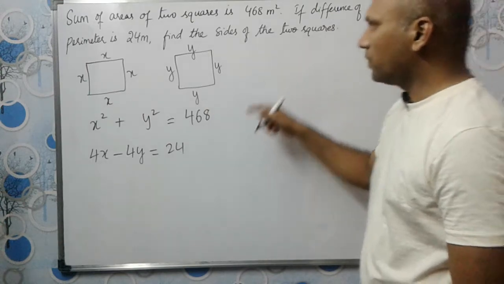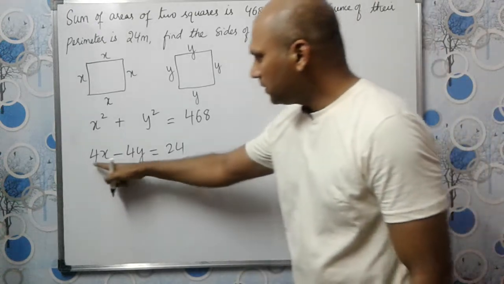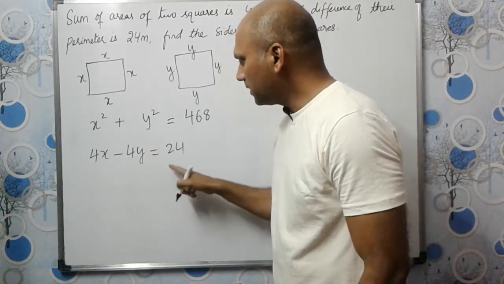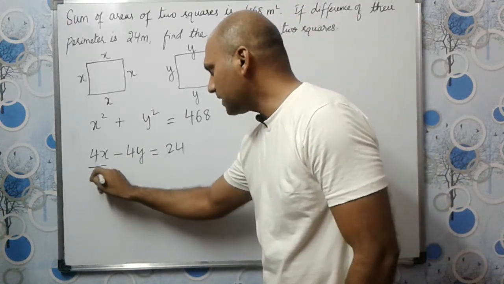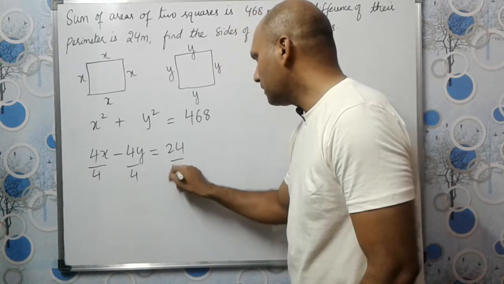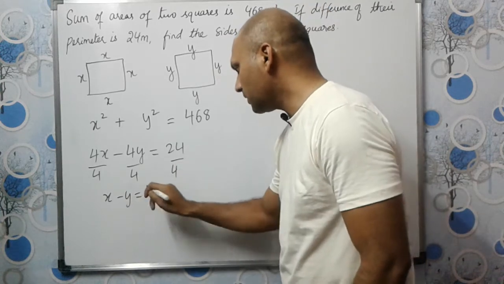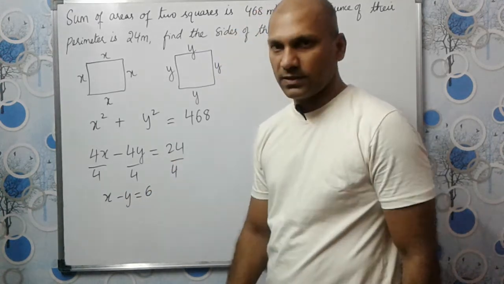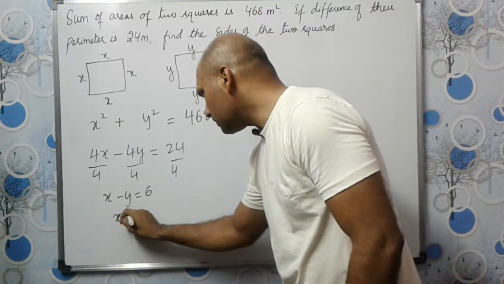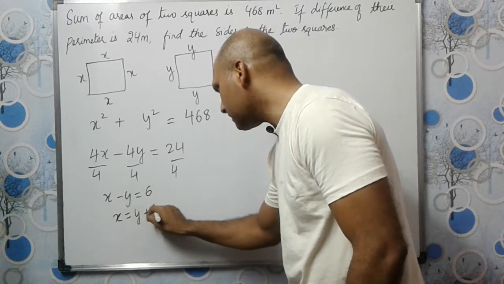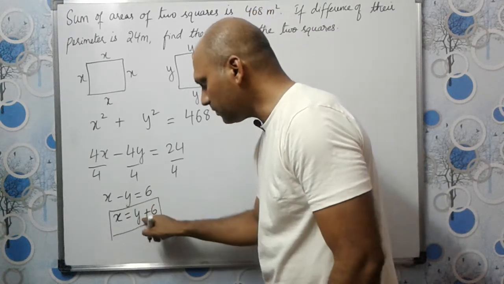Find the sides of the two squares. We need to find the value of x and the value of y. Now see this equation. Can we divide both sides by 4 to make things easier here? Yes. Let us divide both sides by 4. So this will give us x minus y is equal to 24 divided by 4, which is 6. Now can we send y to the other side? So x will become y plus 6. This is the value of x in terms of y.